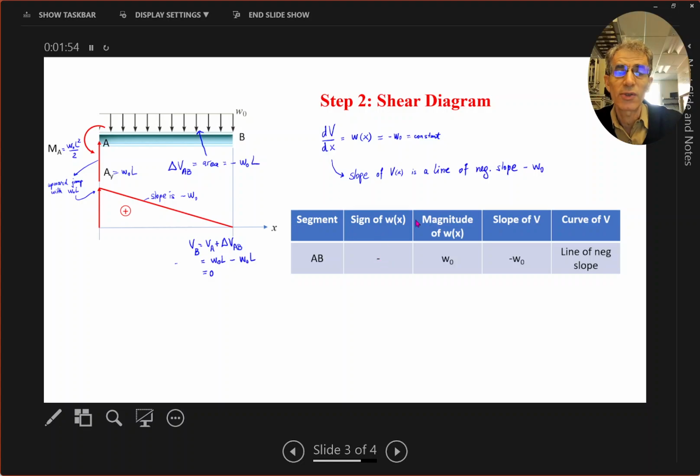I put there that the sign is negative. We look at two things, sign and magnitude. The sign is negative, and the magnitude, we know, is w naught. It's a constant. I apologize, I didn't write constant here, I just put the value. Being a constant slope means the curve should be a line with a negative slope. We start from this point and go all the way to the right, where we are supposed to end with zero at the end of the beam.